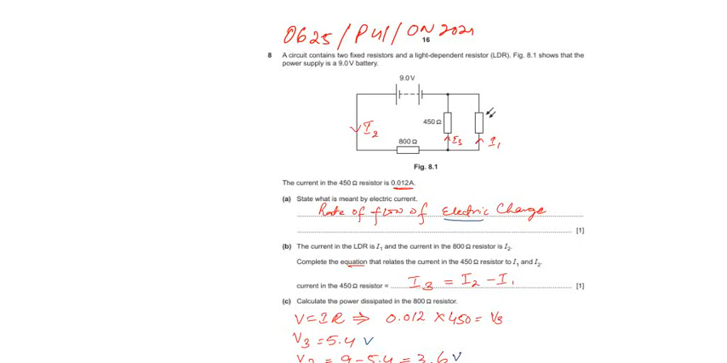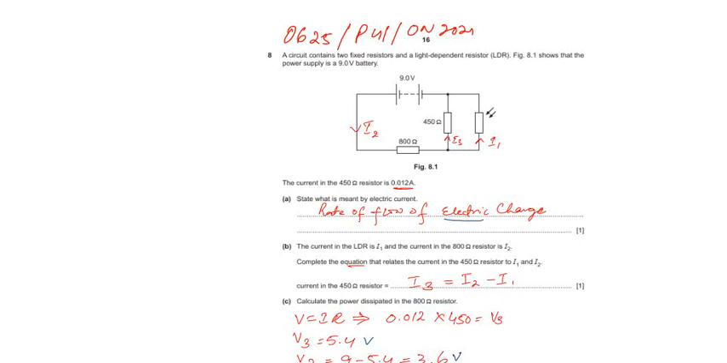And then the 450 ohm resistor and the LDR are in parallel. That means their potential difference is the same. So that means the 9-volt battery is the potential difference of the cell, which is the EMF, which is 9 volt. The 9 volt is first distributing to the 800 ohm, then distributed in parallel with the 450 ohm resistor, right?